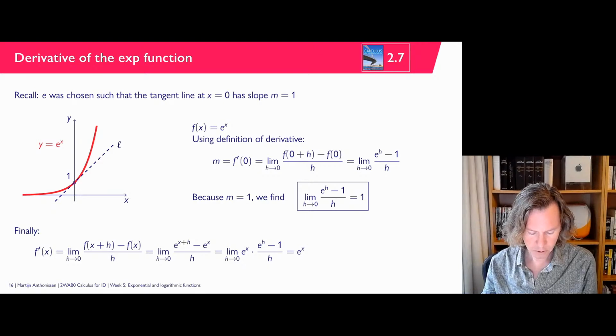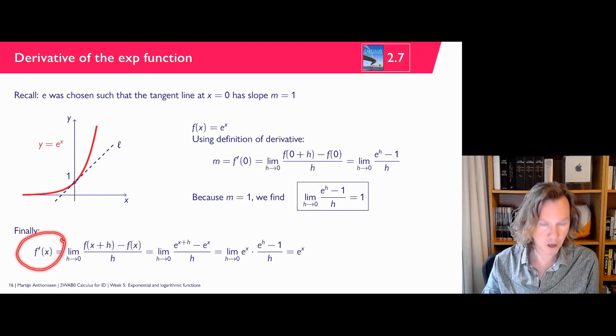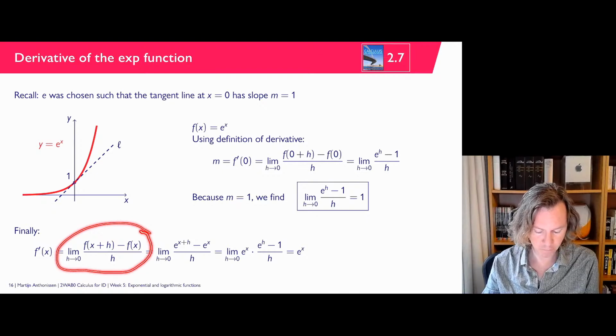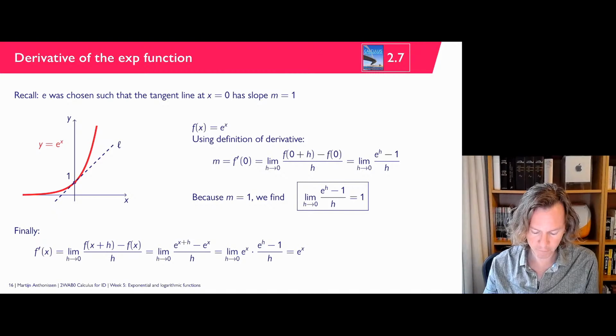Next, if you talk about the derivative at any point, so f prime at a point x, well, this was the definition that we had for the derivative. Plugging in the exponential function, something interesting happens.